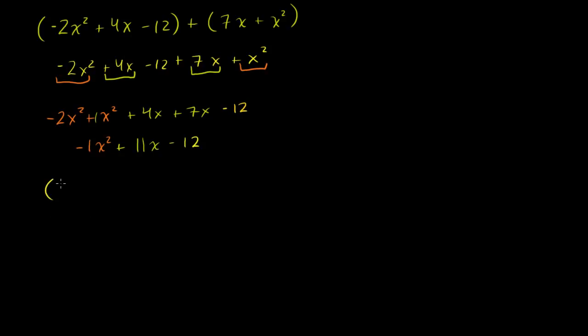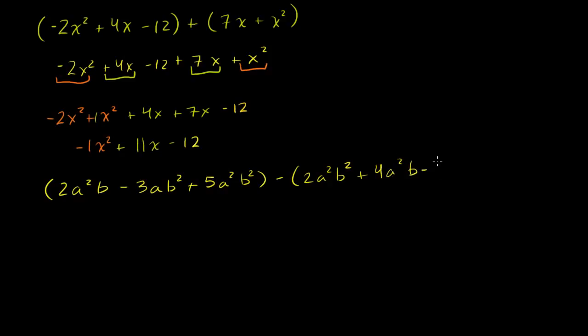So let's say I have 2a squared b minus 3ab squared plus 5a squared b squared, minus 2a squared b squared plus 4a squared b minus 5b squared. So here I have a minus sign. I have multiple variables. But let's just go through this step by step. So the first thing you want to do is distribute this minus sign.